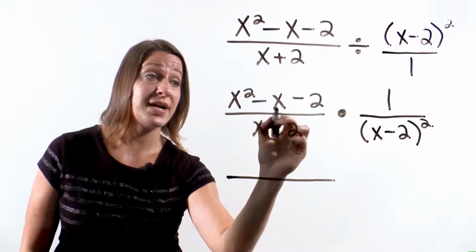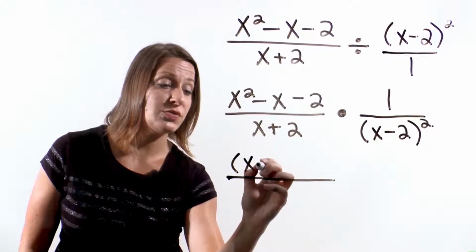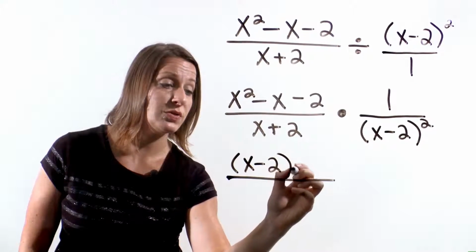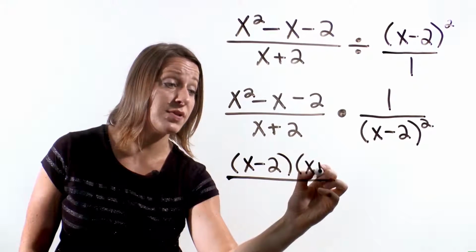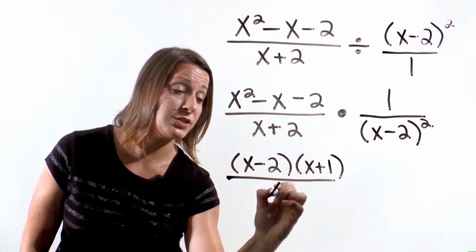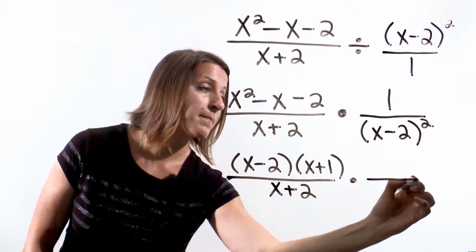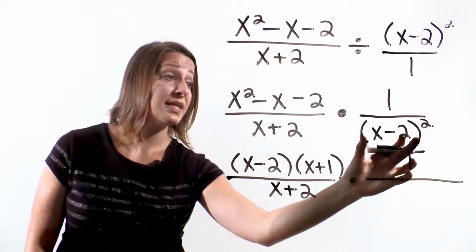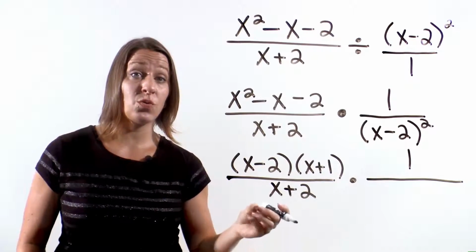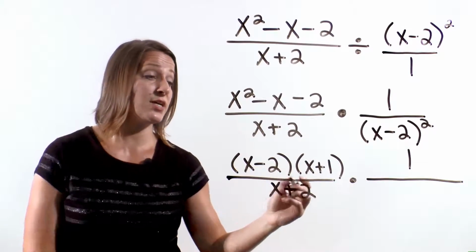x squared minus x minus 2 factors into (x minus 2) times (x plus 1) over (x plus 2) times 1. And when we have (x minus 2) quantity squared, that just means x minus 2 is written down twice.